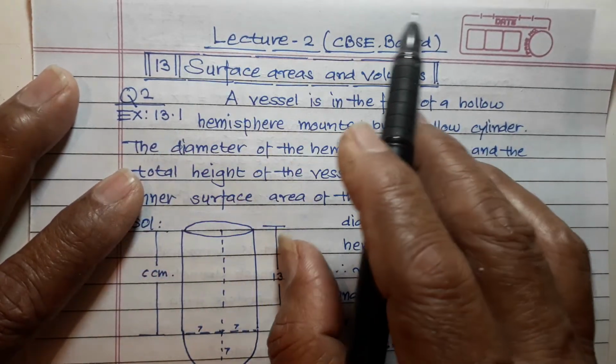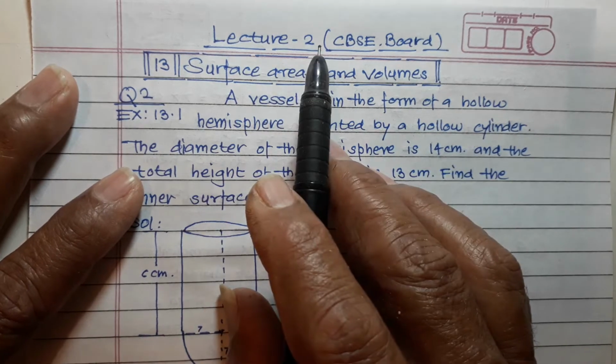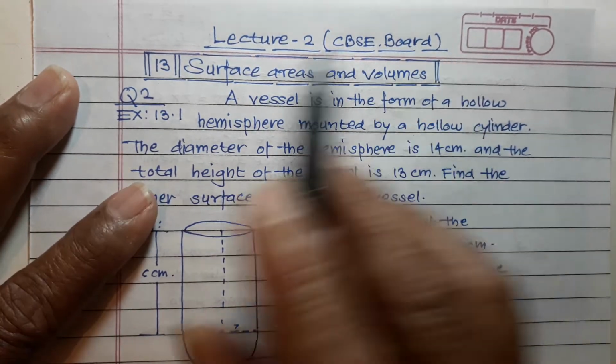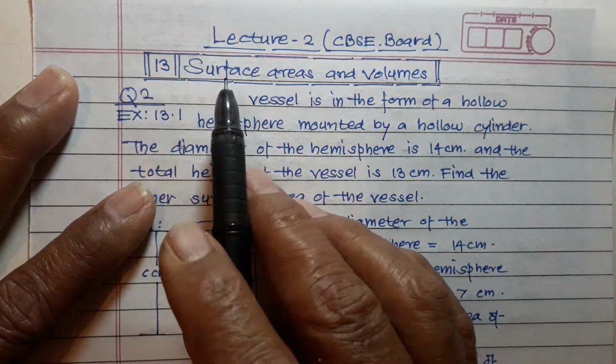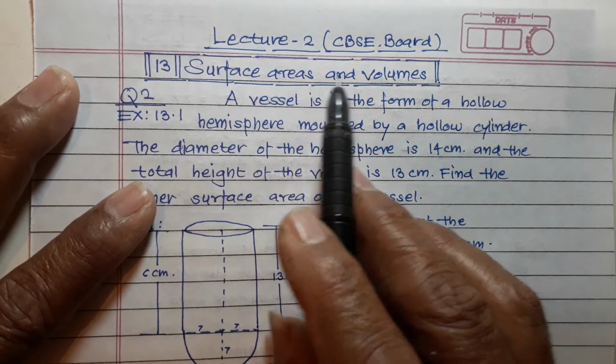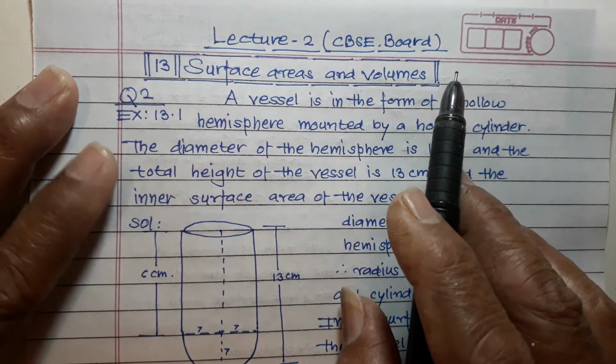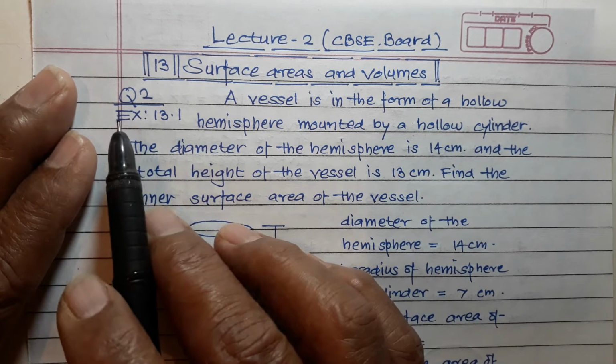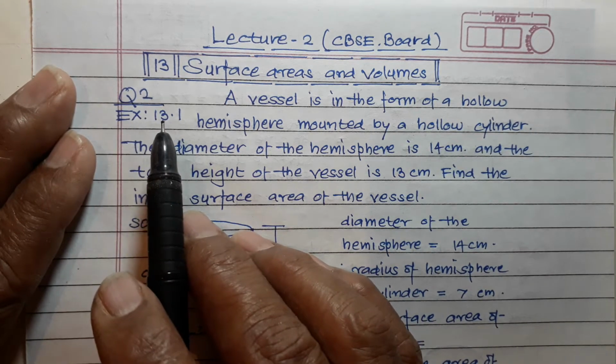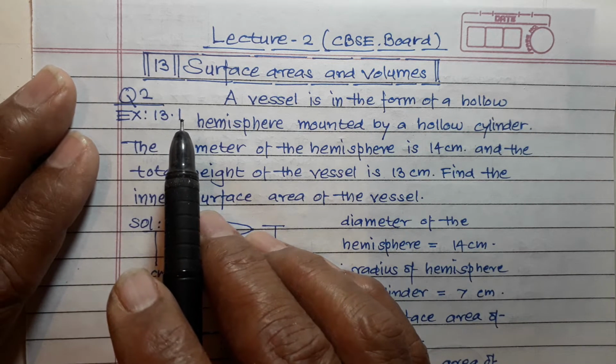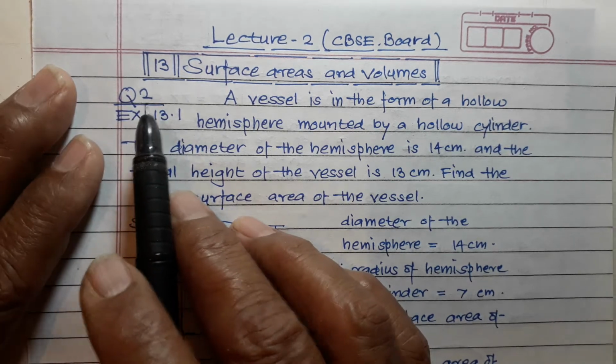Hello, my dear students. Lecture number 2 for CBSE board, chapter number 13, surface areas and volumes. In this lecture, I am going to explain some examples from exercise 13.1, question number 2.